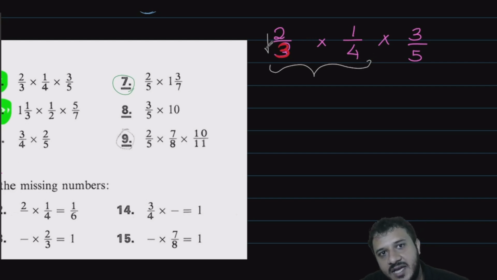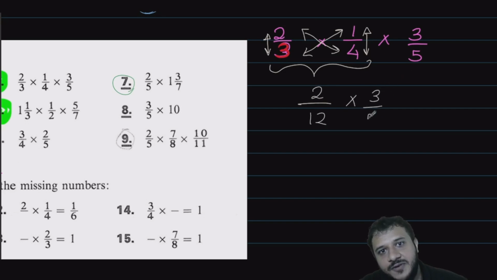Let's look at here. Can I simplify up and down here? No. Up and down here? No. Up and down here? No. Up and down here? No. So that will give me, yeah, 2 times 1 is a 2, 3 times 4 is a 12. And then times by 3 out of 5.